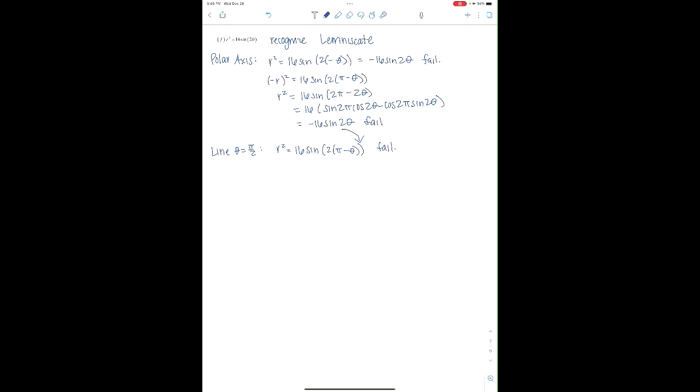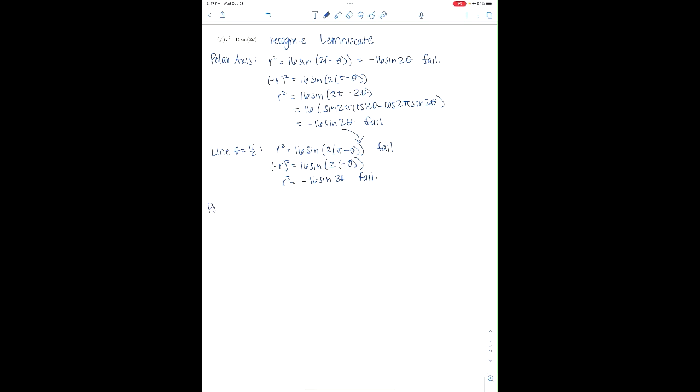Then we've got another test we could try for this one. If we plug in negative r and negative theta at the same time, which is what I wanted to do earlier, but it wasn't the right test, this one will give us r squared equals negative 16 sine 2 theta, so that's also a fail, unfortunately. So it might not be symmetric with respect to the line pi over 2.